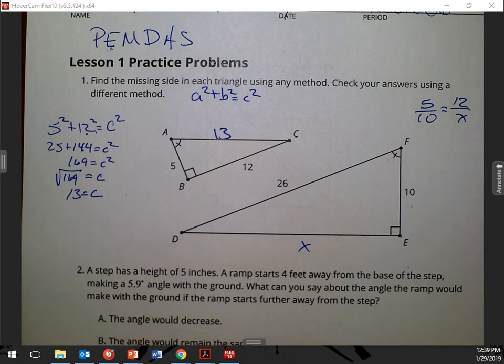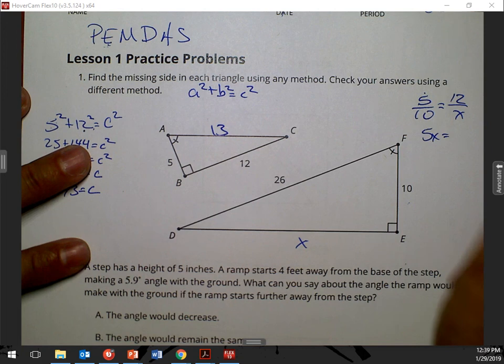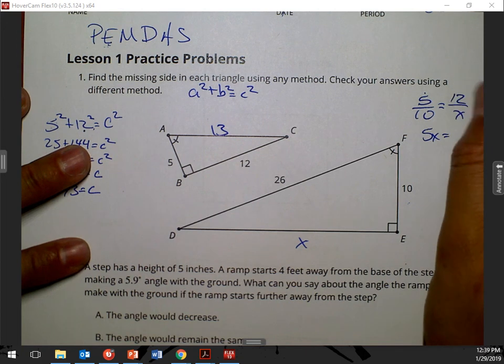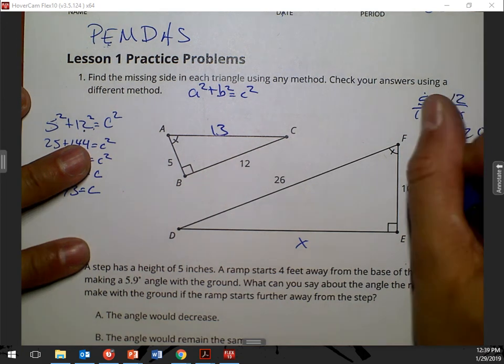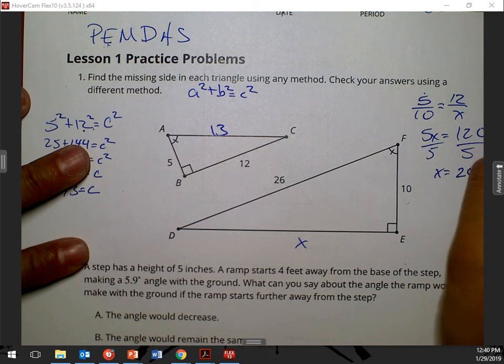And so yes, you can see that there's a scale factor of 2 here, right? Okay, you did see that scale factor 2. Yes, you could do that. So let's go ahead and do my cross products here. So 5 times x gives me 5x equals 10 times 12, 120, divided by 5. X is 24.